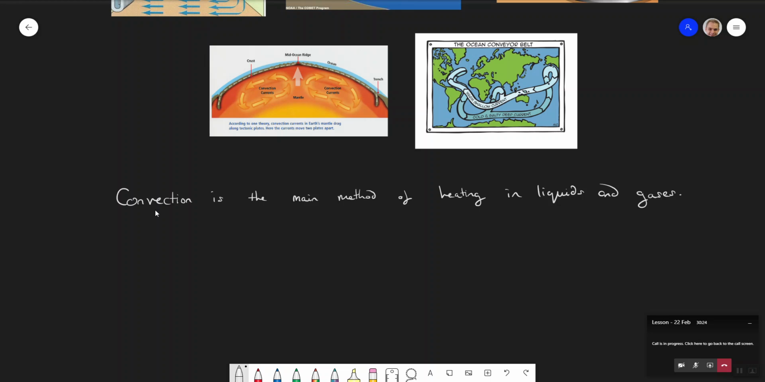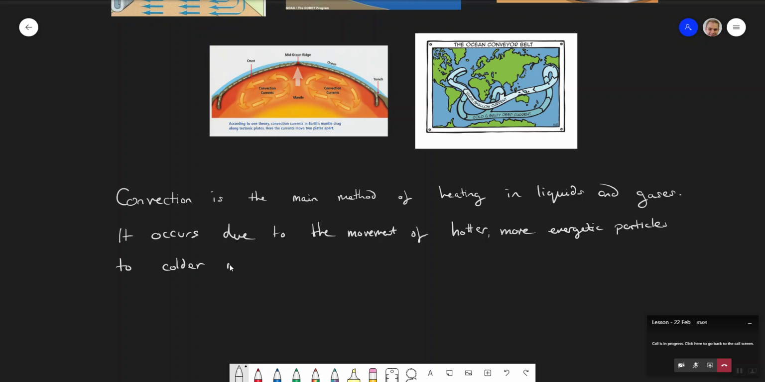So how does it occur? Well, it occurs due to the movement of hotter, more energetic particles to colder regions.